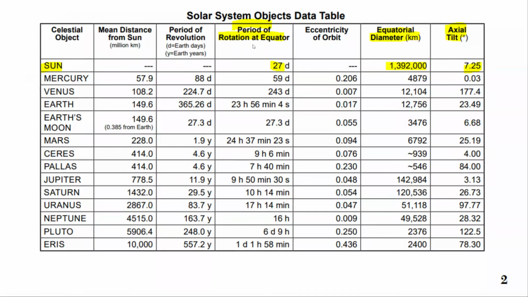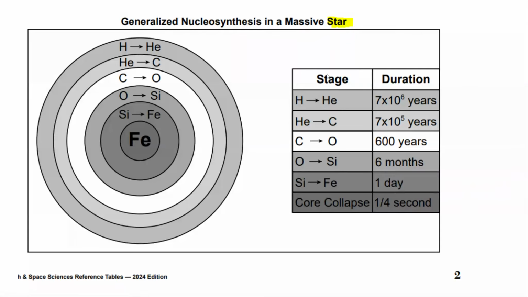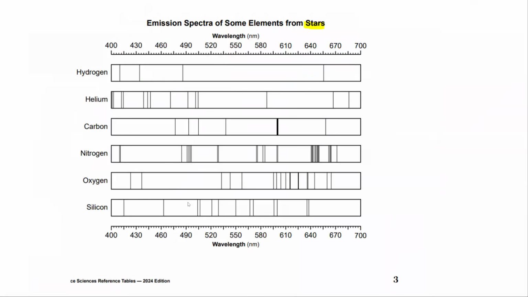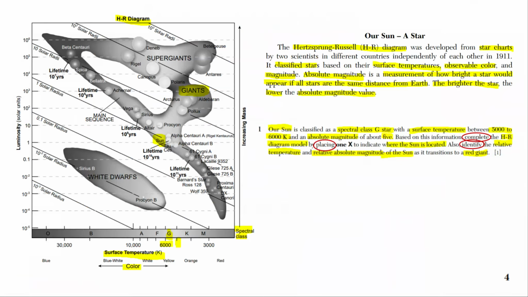There's information about the period of rotation at the equator, the equatorial diameter, which is the size, and the axial tilt, which is how much it tilts. I see on page two that once again there's more information about stars, but this doesn't seem too helpful. There's more information on page three about the emission spectra. This doesn't seem related to the question.